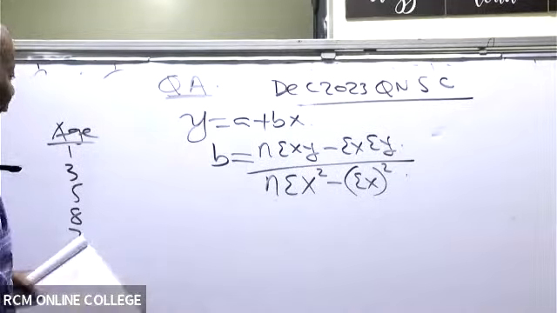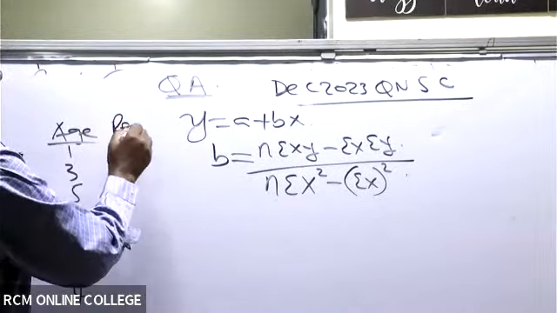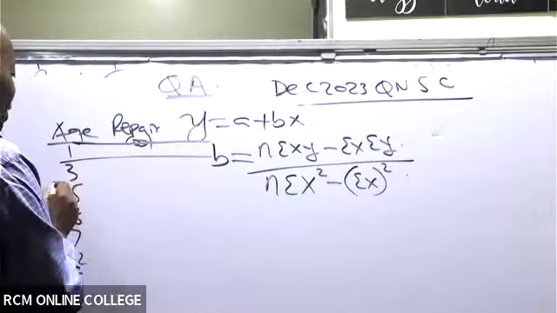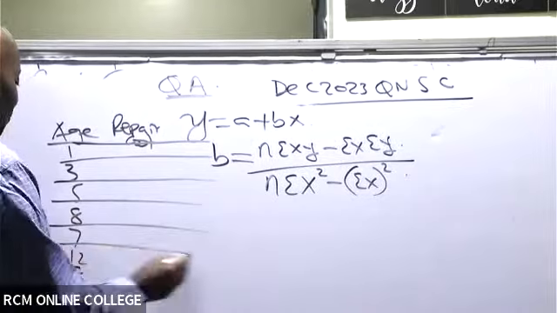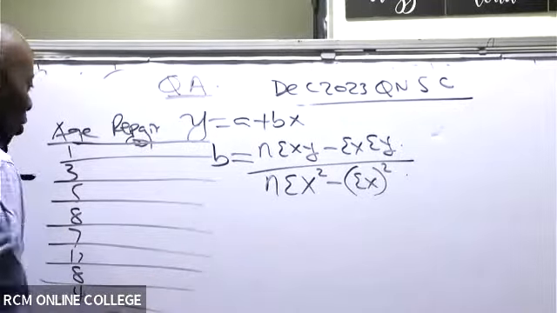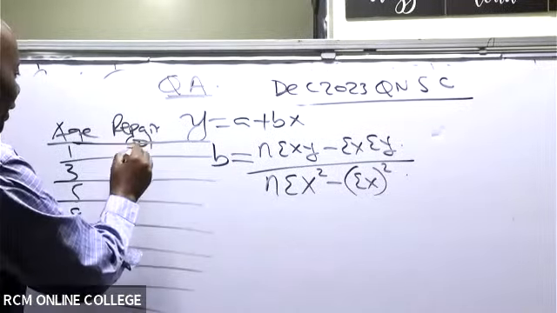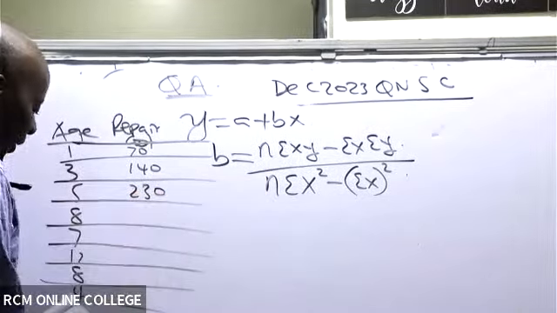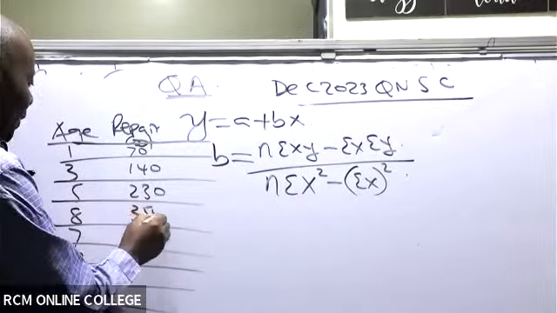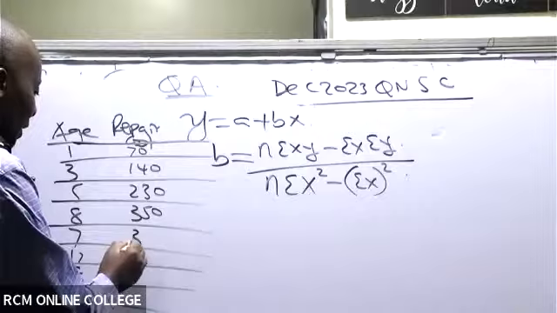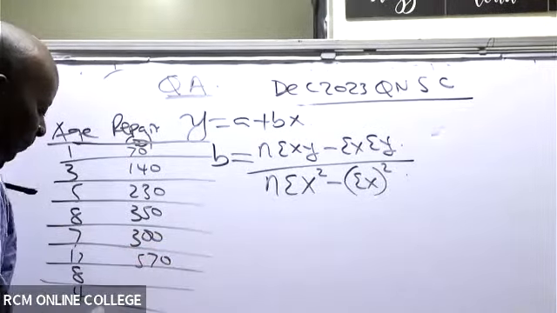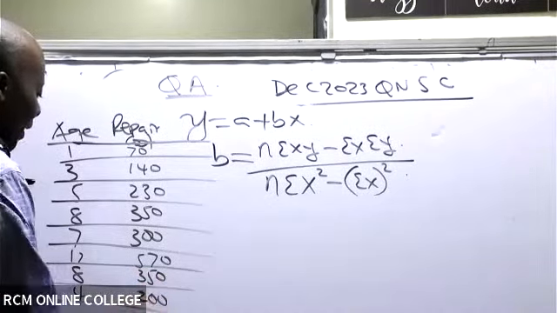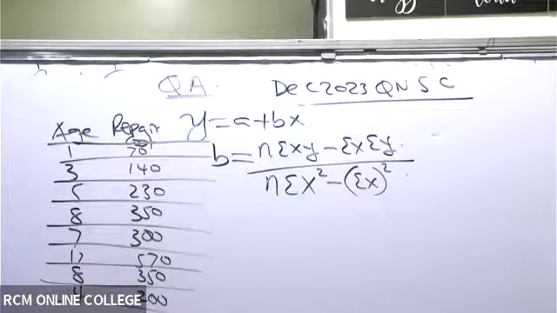And then we have a repair cost. What do we have here as our repair cost? The first one is 70. Then we have 140, then 230, then 350, 300, 570, 350, 200. Ladies and gentlemen, kindly give me a signal once you are able to write up to here.